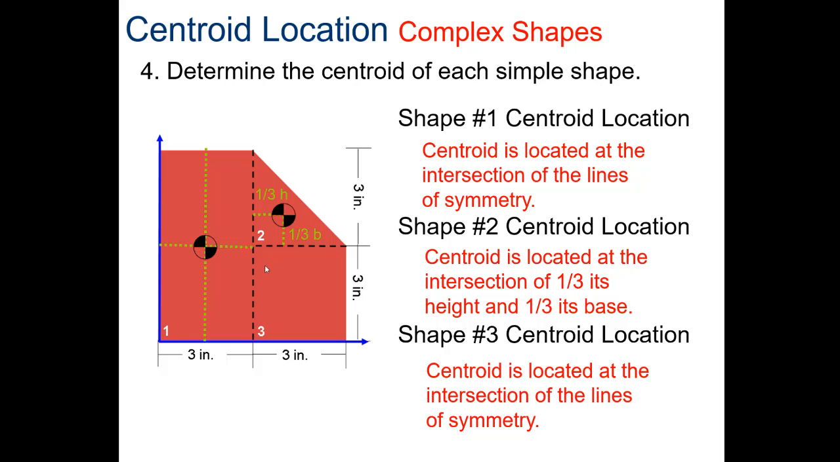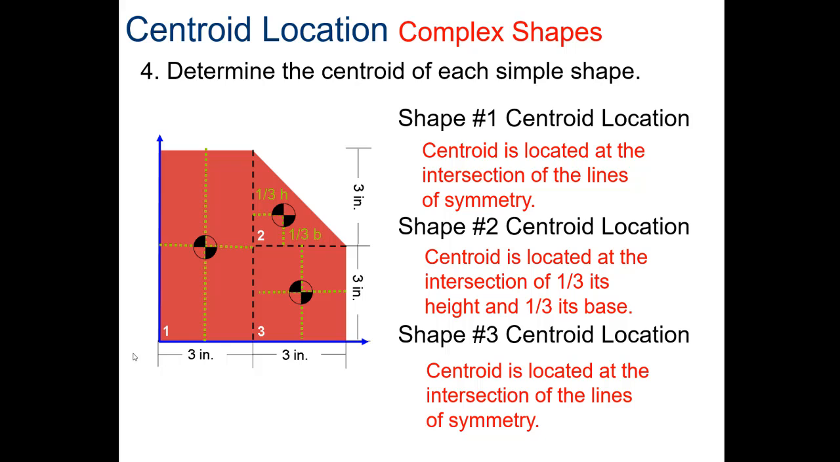This is 1/3 base and 1/3 height, right? It was height divided by 3 and base divided by 3. But remember, we need the coordinates. So how far do I actually have to go from here to get to here? So I have to go across 3. And then 1/3 of 3 is 1, so 3 and 1. So I have 4 as my x, and then I have to go up. So how far do I have to go up to get to here? Well, the triangle is 3 tall, it's 1/3 the height, so 1/3 of 3 is 1. So I'm going to go up 3, right, up 3, and 1 more is 4. So 4 and 4 will be the location here.